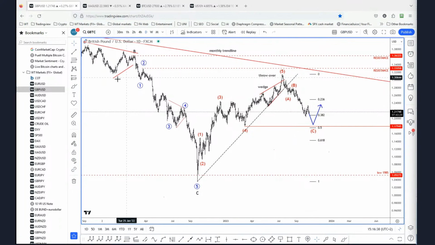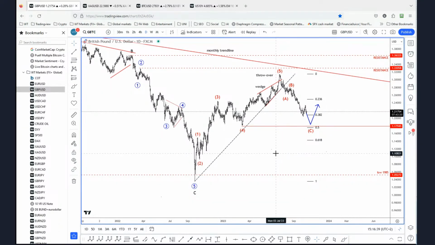Okay, so what about pound yen buys? Well, I will try to look at the pound yen a little bit later. Okay, now let's take a look at Aussie.